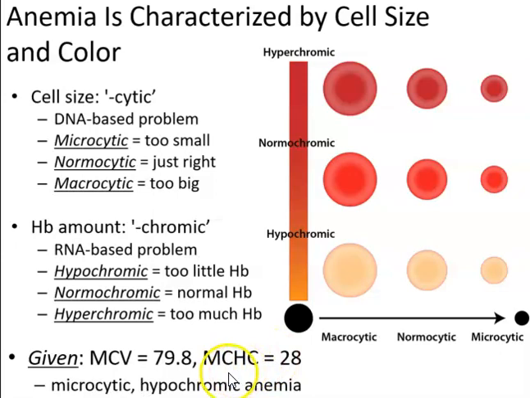And then mean corpuscular hemoglobin concentration, the normal range for that is 32 to 36. So if we are given that the MCHC is below 32, it would be considered having too little hemoglobin, so it would be hypochromic. So if we are given these numbers, we would classify this as a microcytic hypochromic anemia. So make sure you are aware of the normal ranges for MCV as well as MCHC, so that if you are asked, you can help identify the type of anemia if anemia is present.